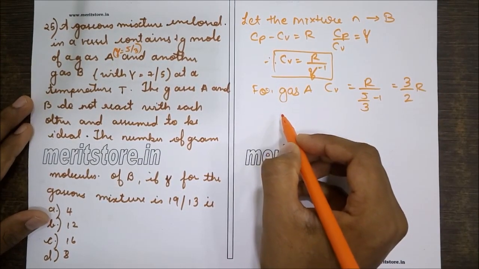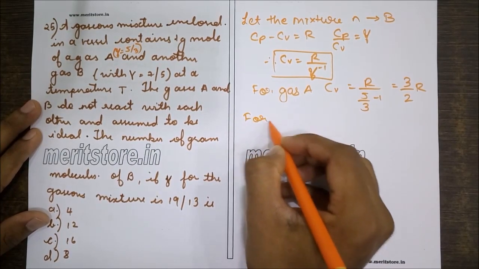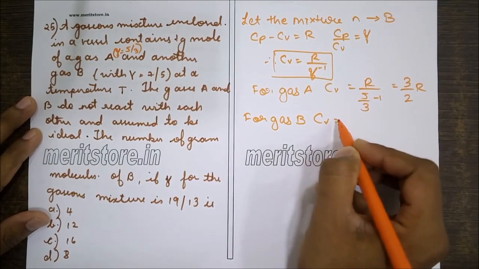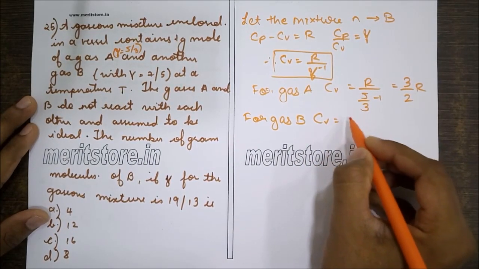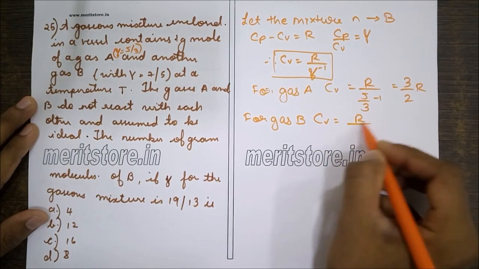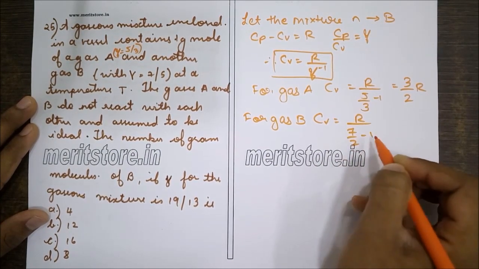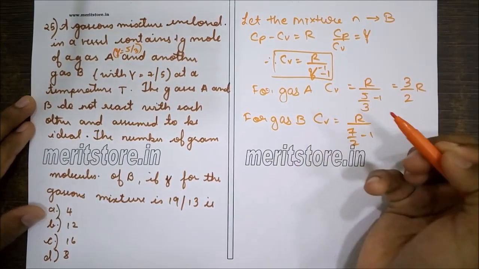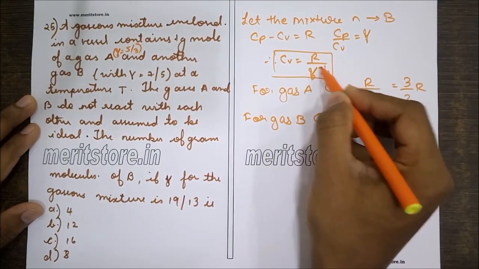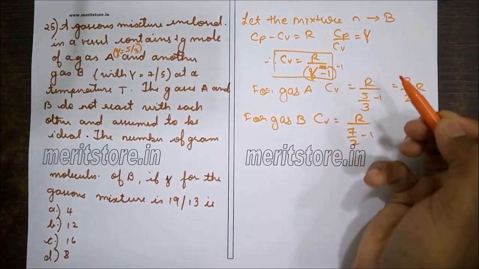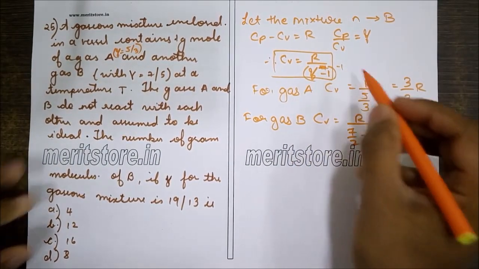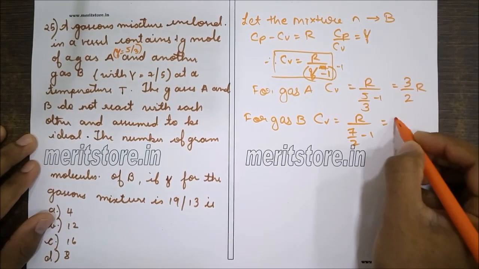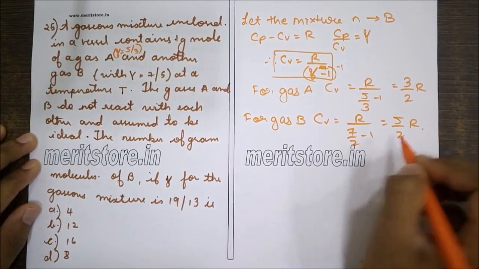Similarly, for gas B, we get the value of Cv as R upon 7 by 5 minus 1. Here it is R upon gamma minus 1. This would be the expression. So this now comes out as 5 by 2 times R.